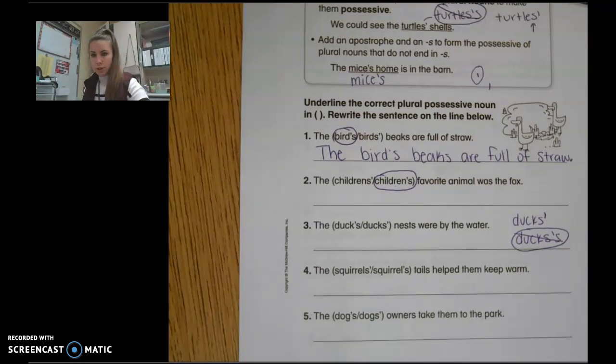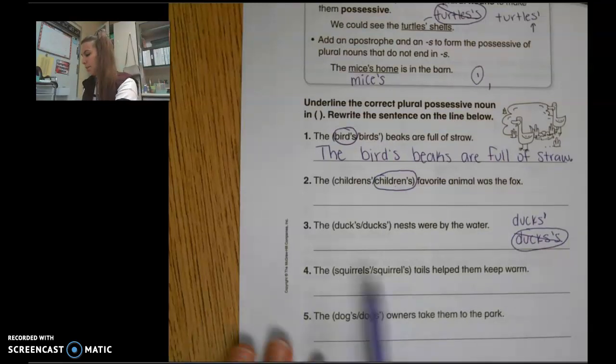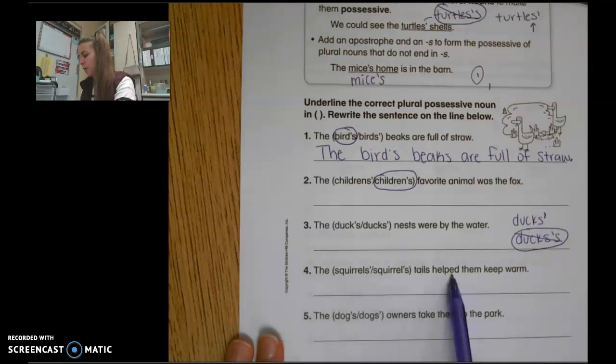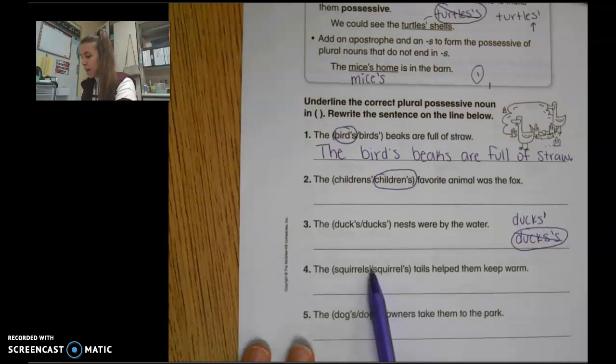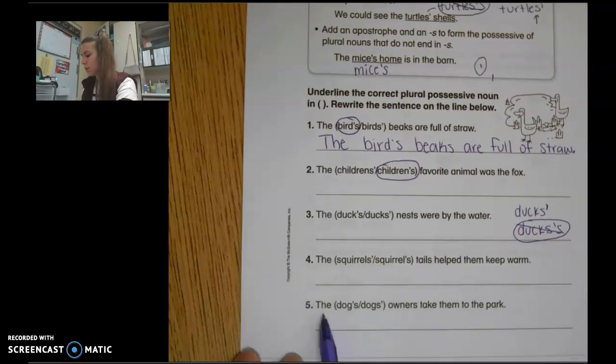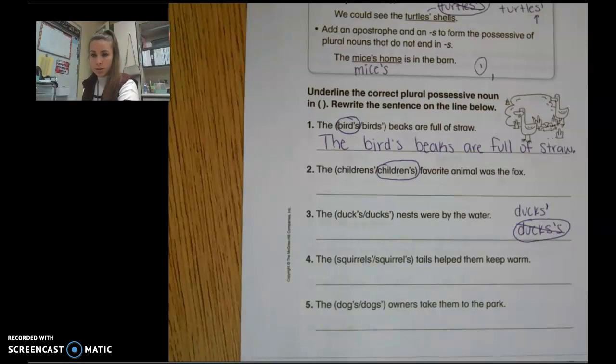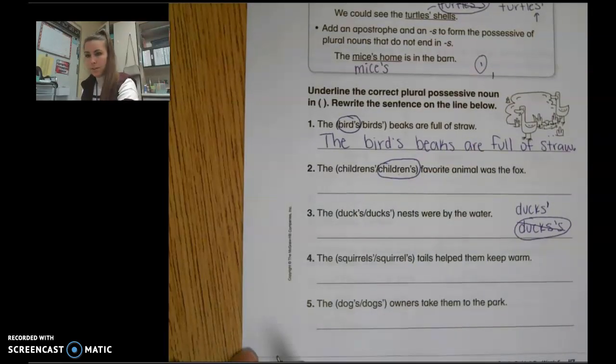I'm going to read the sentence to you. You will choose which possessive noun to circle and write the sentence on the line. The squirrels' tails helped them keep warm. So think, does that end in an S when it's more than one squirrel? If the answer is yes, the apostrophe goes at the end of the word. The dogs' owners take them to the park. When I have the plural form of dog, it's dogs. If that ends in an S, then the apostrophe has to go at the end. If it does not end in S, then I can do apostrophe S.